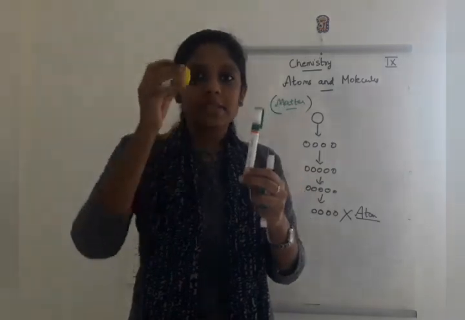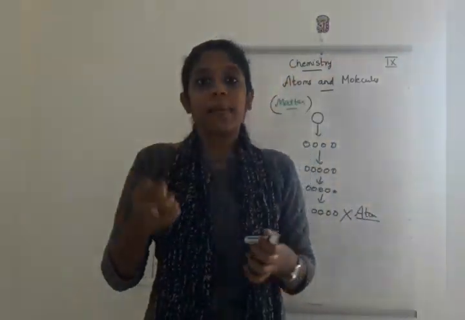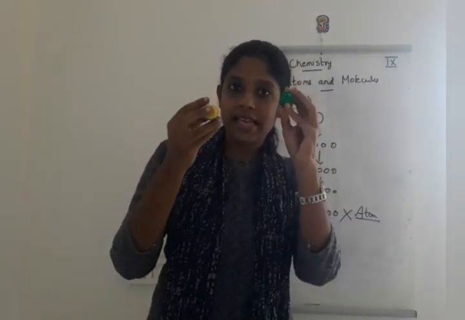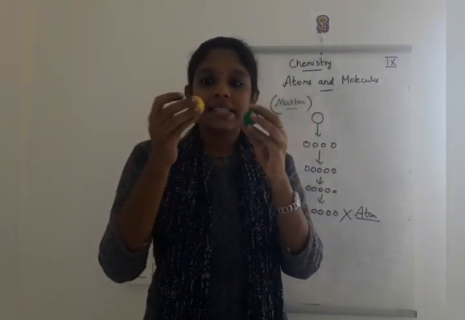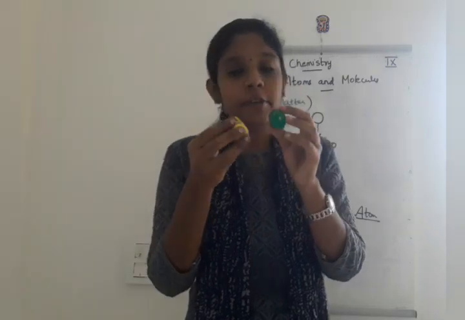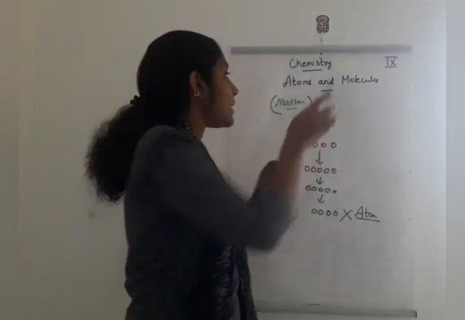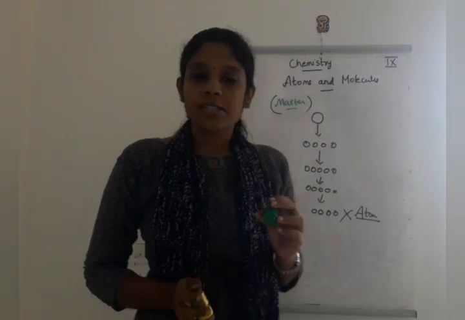No, this atom, this smallest particle of matter, which is called an atom, combines with another atom. Consider this as an atom and this as an atom. This atom combines with another atom. When an atom combines with another atom in definite proportion, that is, the correct proportion, one atom will combine to form a molecule. So what is a molecule?